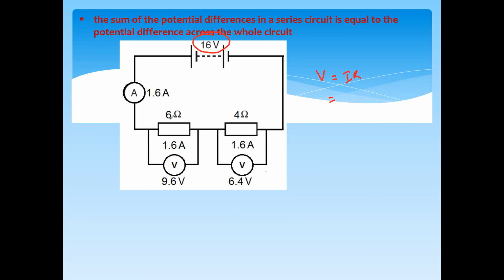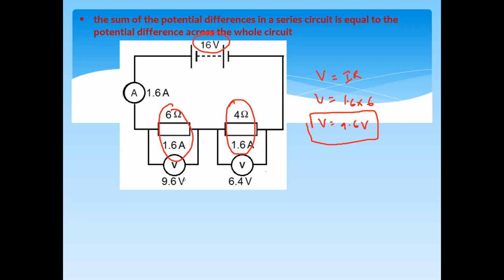Now we want to find the voltage here. We know the resistance and we have the current. The current is 1.6 and the resistance is 6. So 1.6 times 6, the voltage will be 9.6 volts. So the voltage across this is 9.6. Same thing for the voltage across the 4 ohm. If the total is 16 and 9.6 volts is here, the remaining 6.4 volts will be across the other component.